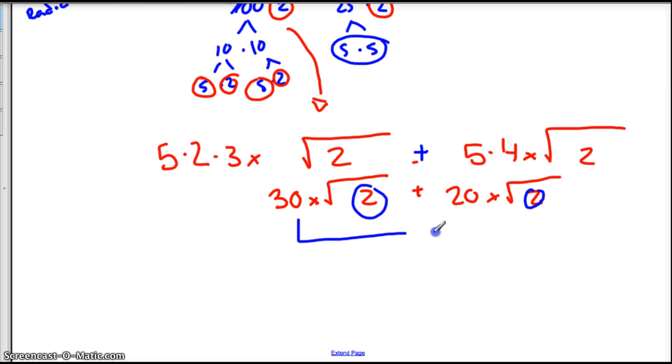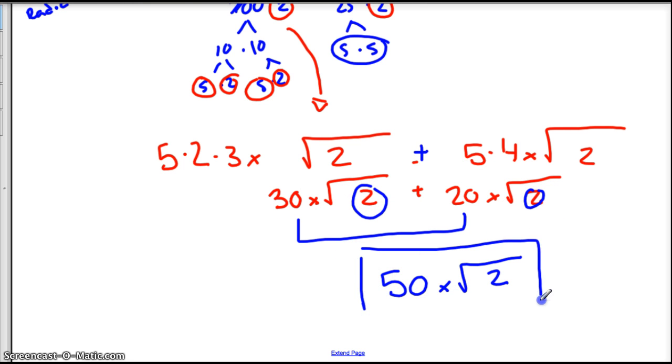The outsides, we add these together. That is 50x times square root 2. Why don't I add those two in the inside together? Well, that's not really how it works. It's like saying that I have 30x square root 2's and 20x square root 2's. So in total, I have 50x square root 2's. So you just have to add the outsides and you are done.